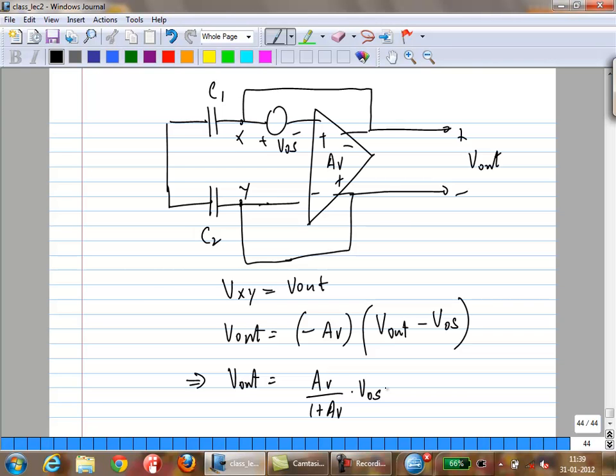So now your V out is approximately equal to VOS. And this is also VXY. So in other words, now you're going to take your offset voltage and store it on C1 and C2, instead of at the output. Okay. So now this is better, but now we want to tackle one more issue, which is adding these series capacitors.